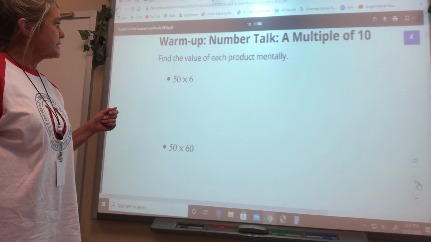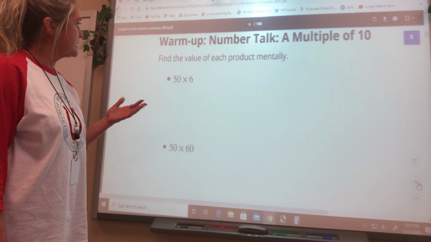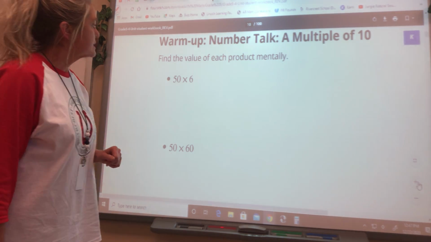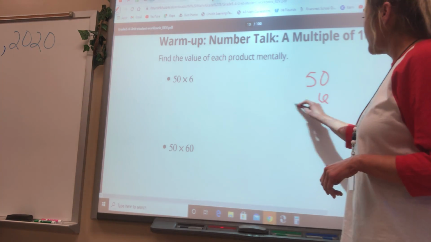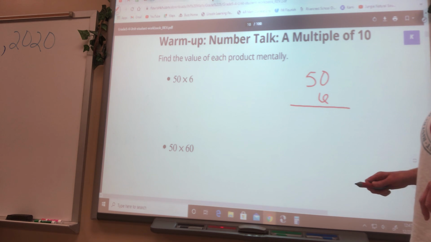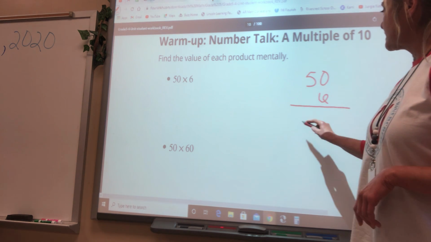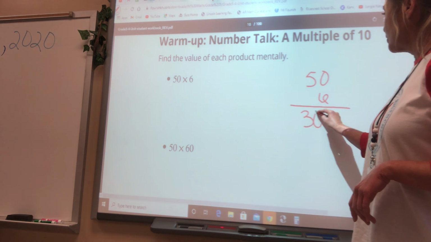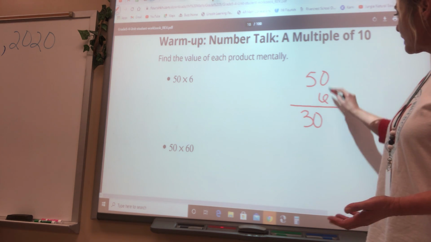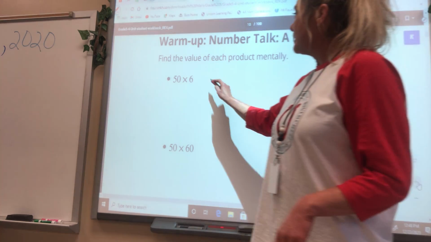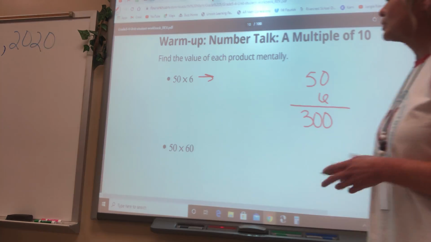And we've talked several times about a quick math tip. If I had 50 times 6, quick math says I can multiply my two whole number parts. So 6 times 5 is 30. And how many zeros did I have remaining that I had not used? I had 1.